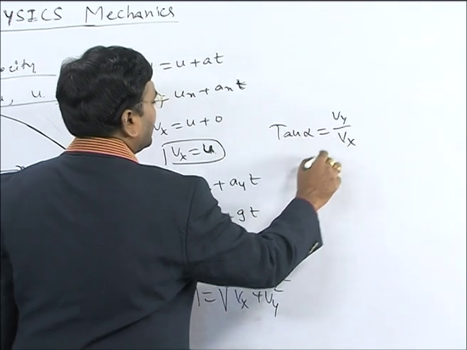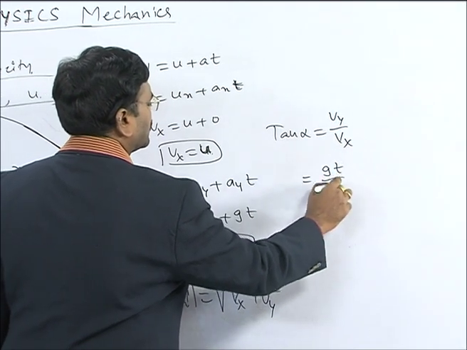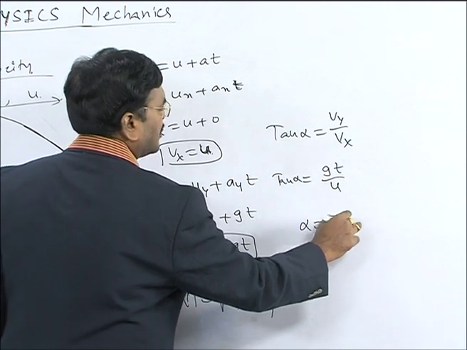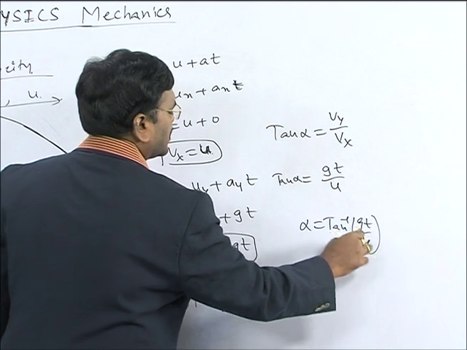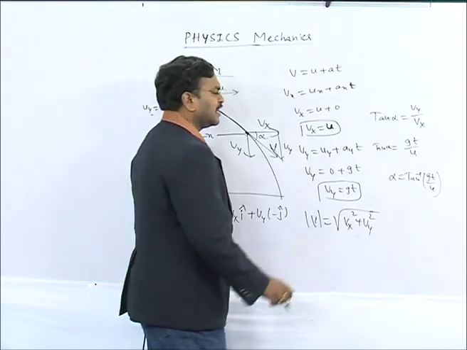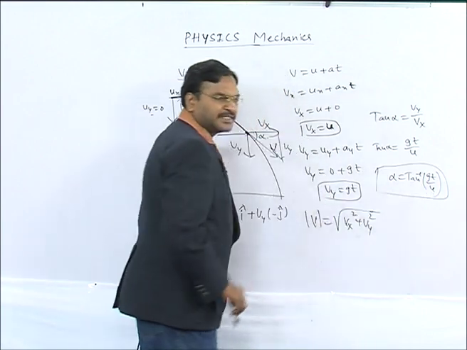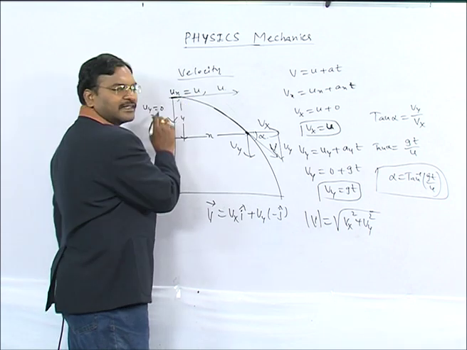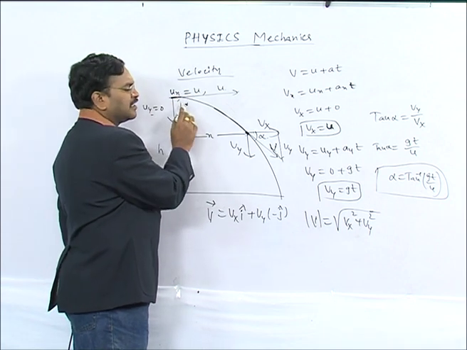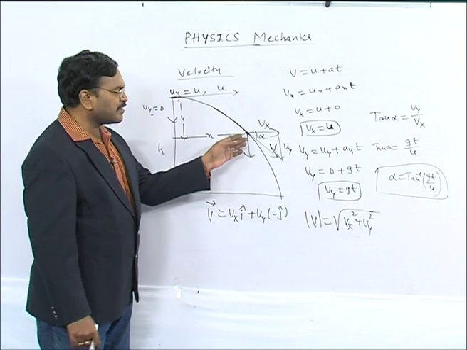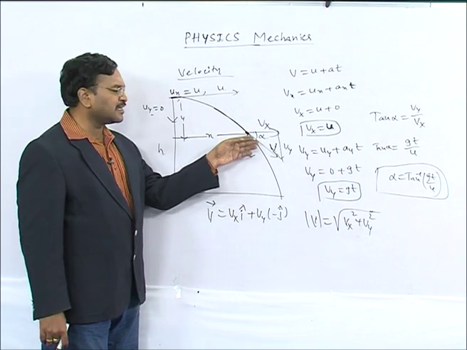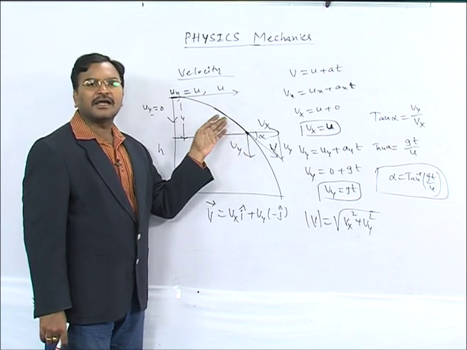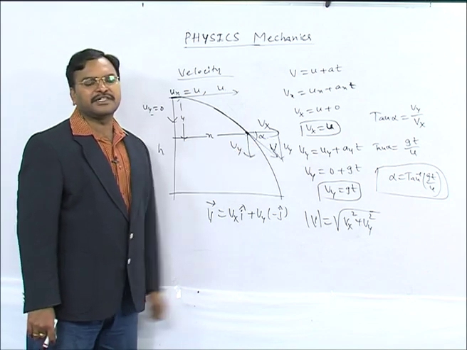From this, Vy is gt, Vx is u. So this is tan alpha. From this, alpha is equal to tan inverse gt by u. This is the angle made by the velocity after time t seconds, the direction of velocity after time t seconds. Initially it is horizontal, but after time t seconds the velocity of the projectile makes an angle alpha with the horizontal. So alpha gives the direction of the velocity, alpha is equal to tan inverse gt by u.